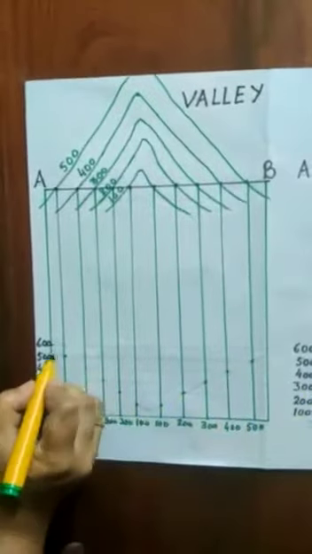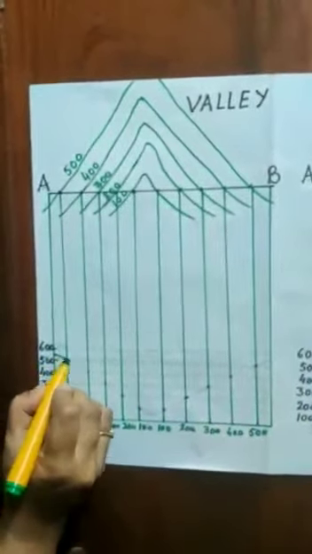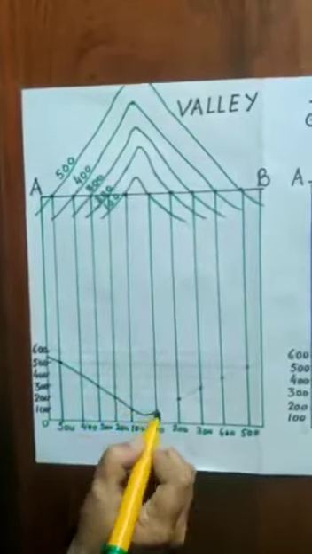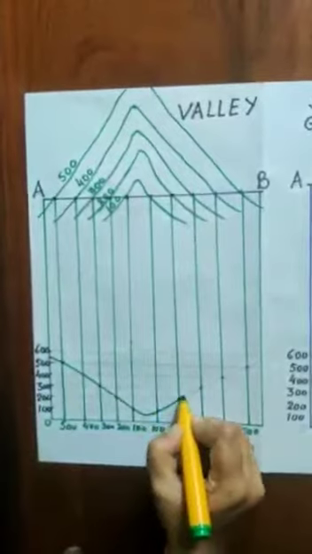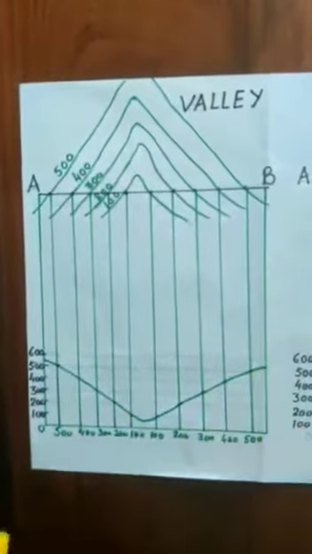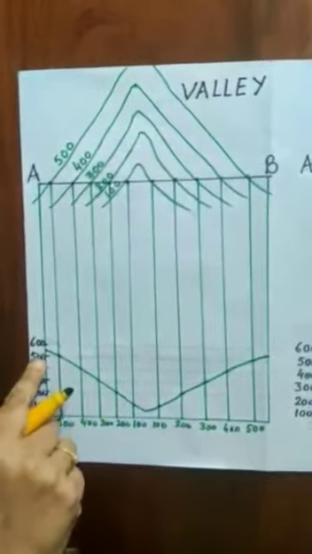And now I join it freehand. You are not supposed to use a scale. Please, you are supposed to join it freehand. And now what feature do you get? You have a valley over here.